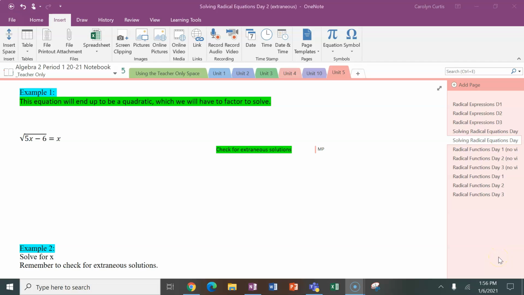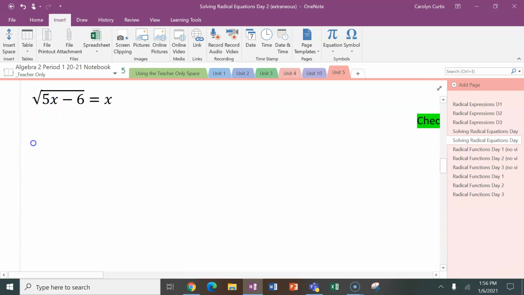Sometimes when we look at a radical function, we end up with things that are called extraneous solutions. An extraneous solution is a solution that we get when we solve it, but may not actually make the statement true. So we're going to solve it and then check if we have any extraneous solutions. You should always check just to make sure. So I'm going to do this example.